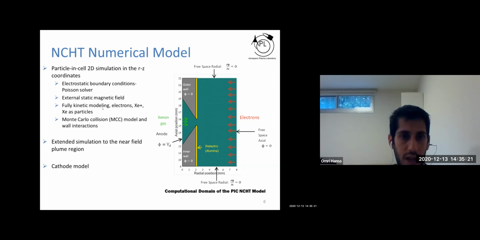The electrons, ions, and neutrals are modeled as kinetic particles and not as a fluid. We're using the Monte Carlo collision model, or MCC in short, to model important collision processes such as ionization, excitation, etc. And we're also modeling wall interaction. As a first step, the cathode is modeled as a constant current. Obviously, in reality, there is a coupling between the cathode and discharge, but as a first step, that's a fine, crude model.